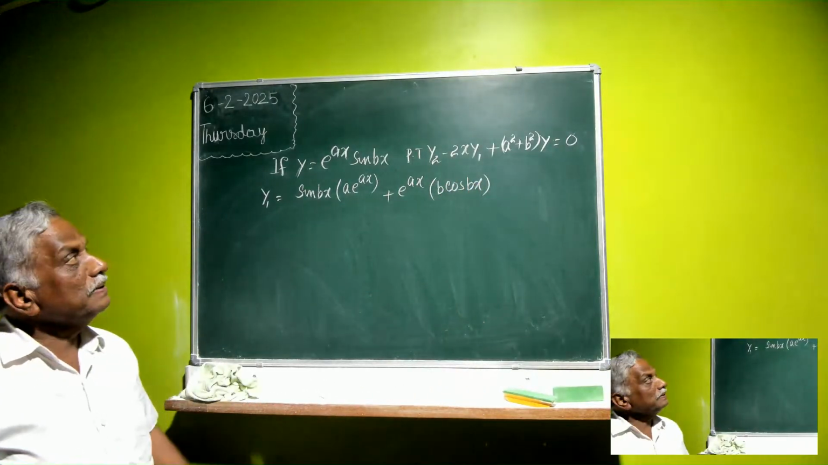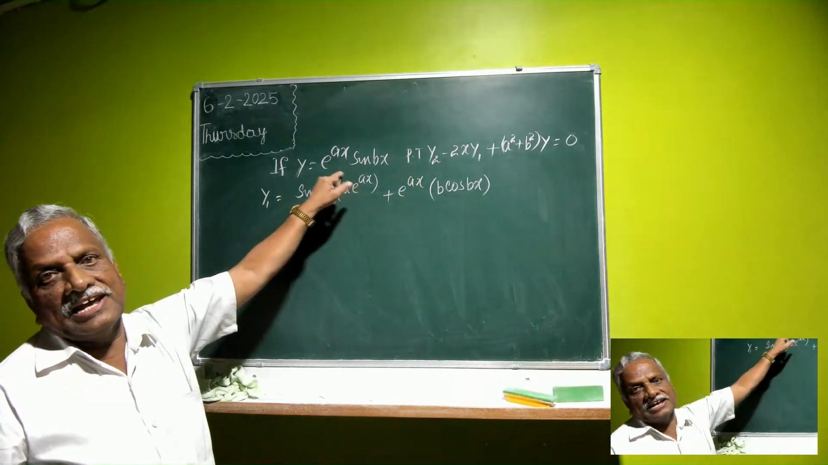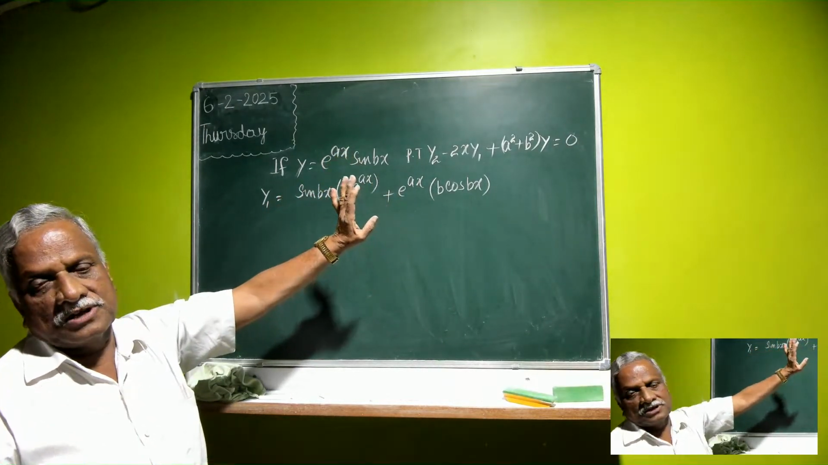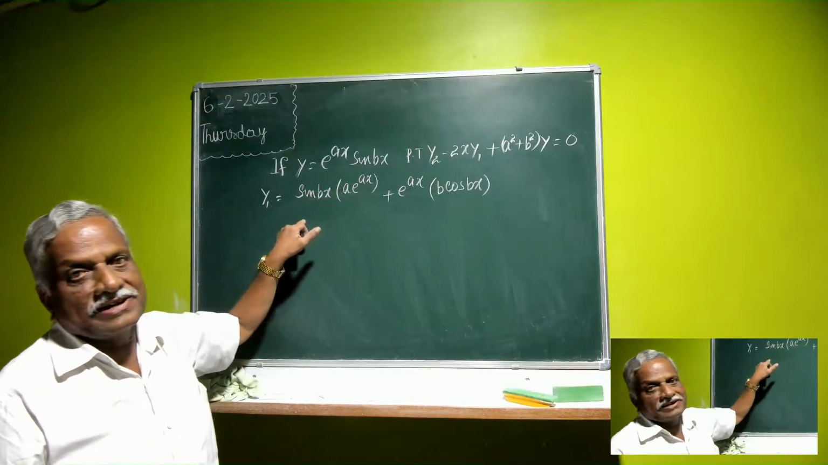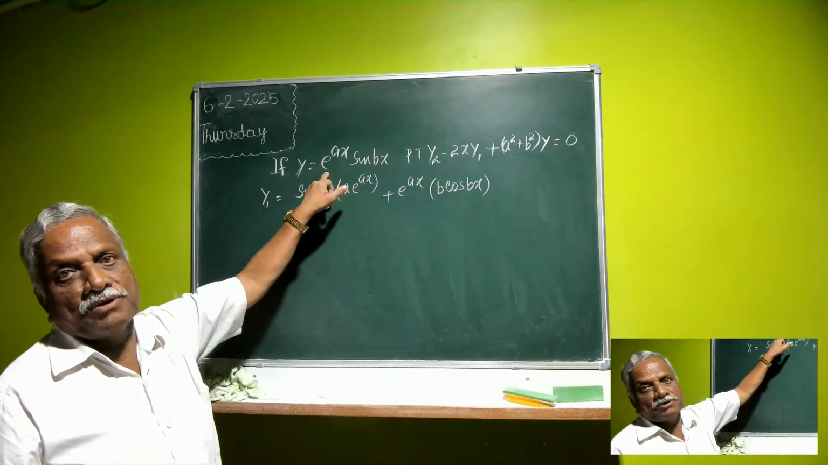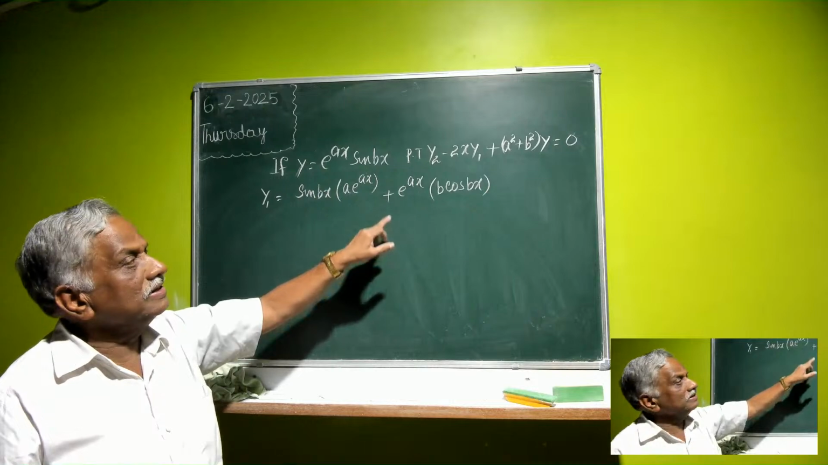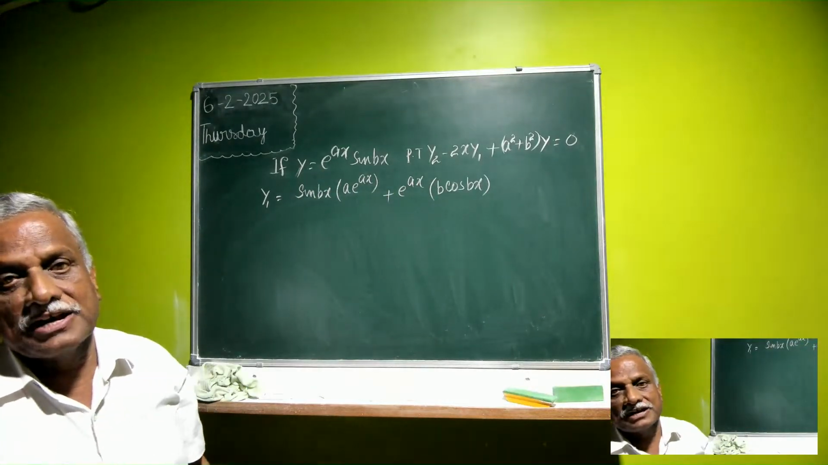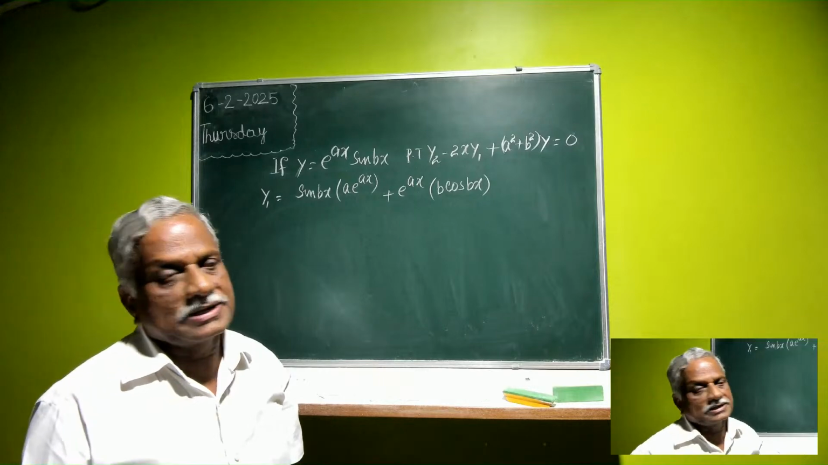And repeat what I have done. I realize that it's a product, so I need to use the product rule. I have to keep one of them. I have kept sin bx as it is, and differentiated e power ax, that is a e power ax. Now I have to keep e power ax as it is. The differentiation of sin bx is b cos bx.